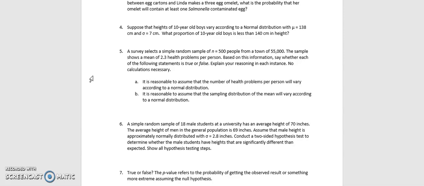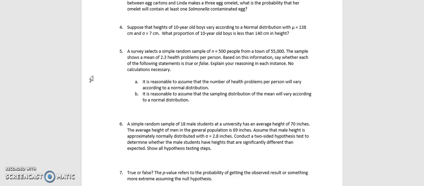So for A, it is reasonable to assume that the number of health problems per person will vary according to a normal distribution. So some variables naturally follow a normal distribution and some don't. You have to think about the number of health problems a typical person or population would have. This question has nothing to do with the sample mean or whether or not the sample mean has a normal distribution. You're simply looking at what number of health problems is a person likely to have, and it's going to vary. So you can't answer, oh, it's not going to be normal because it varies. That doesn't make any sense. All random variables vary.